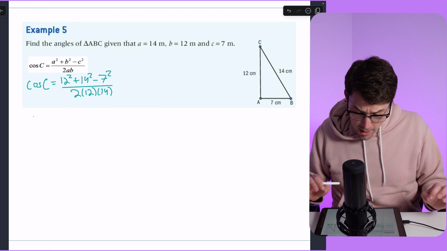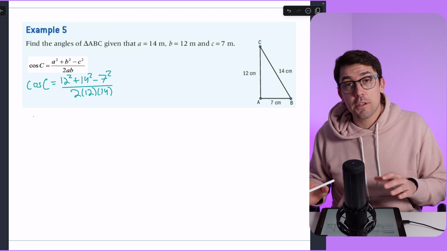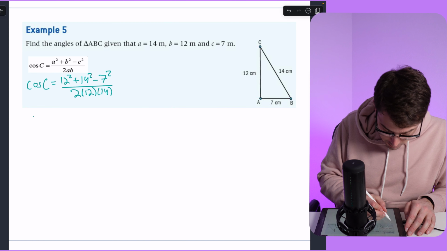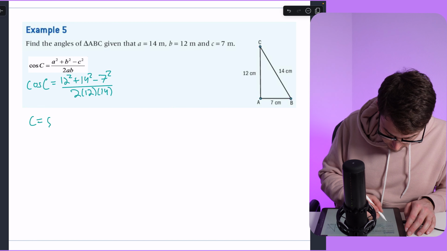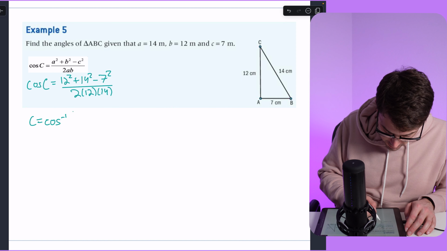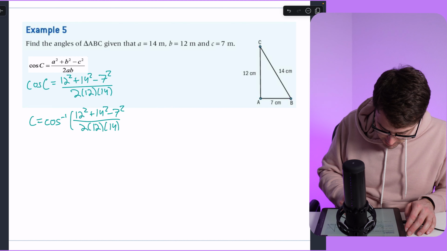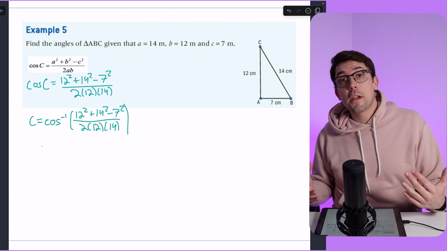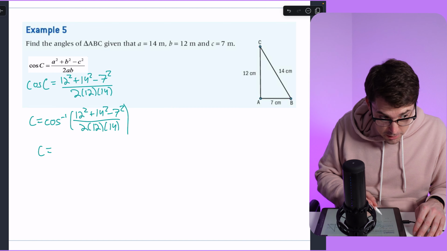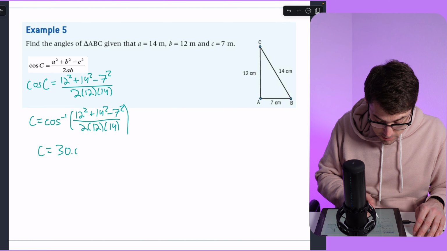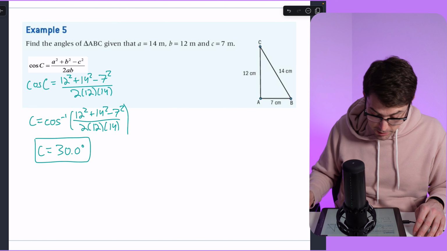Now, what you need to remember is that we need to take the inverse in order to get C. So C would actually be equal to the inverse cosine of 12 squared plus 14 squared minus 7 squared all over 2 times 12 times 14. Okay. Now, once you put that in your calculator, what you should get is that the angle C is equal to 30.0 degrees. 3 significant figures.